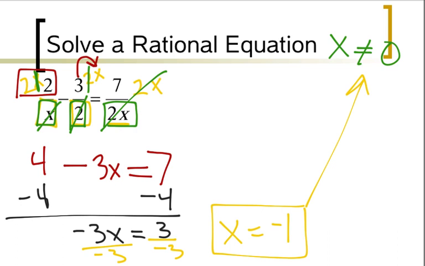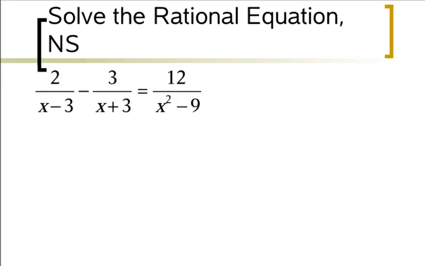So again, this is a process I call fraction busting, which means I'm busting the fractions, getting rid of the fractions, by multiplying by the common denominator of 2x. Okay, and that's your common denominator. Alright, so let's take a look at another type of problem.